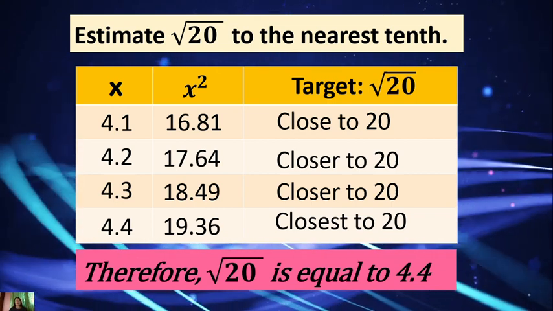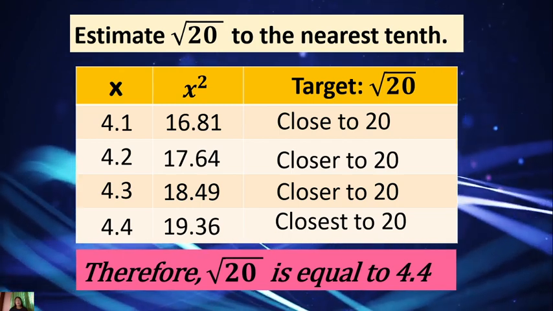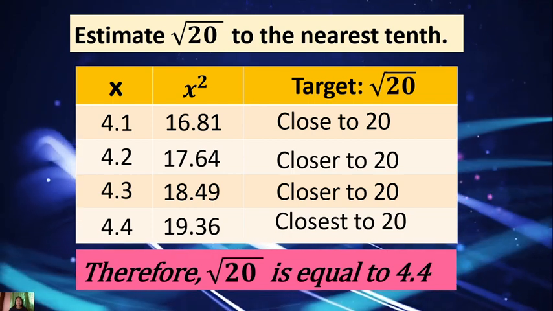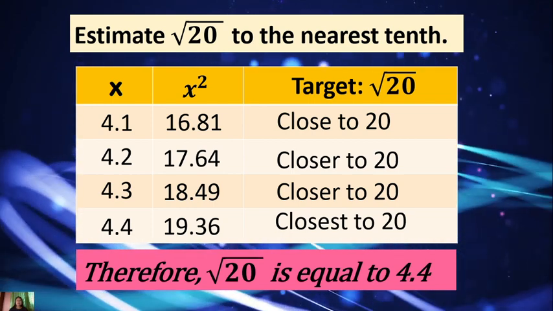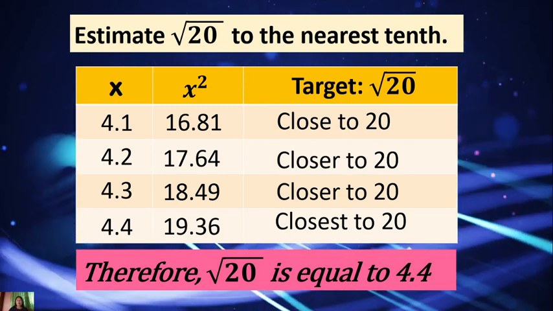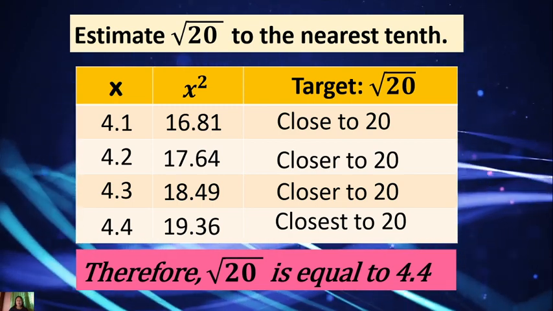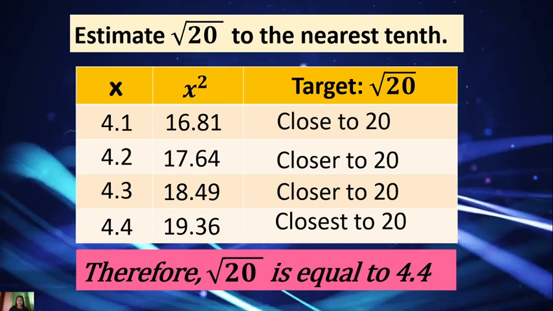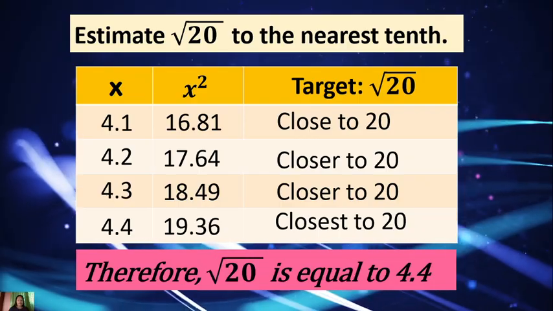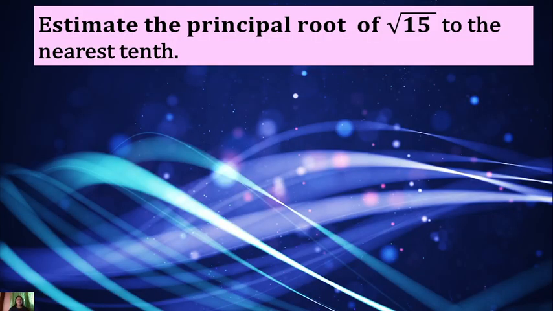Oh, so ganun lang. Apat lang na steps ang susundan ninyo para ma-estimate ninyo yung radical. Take note that all examples in this lesson are irrational. They are not perfect square. The radicands are not in perfect square. Next, let's have another one. Estimate the principal root of square root of 15 to the nearest 10.